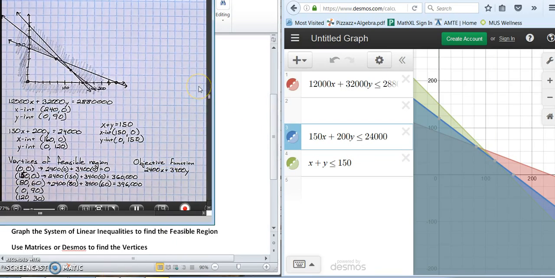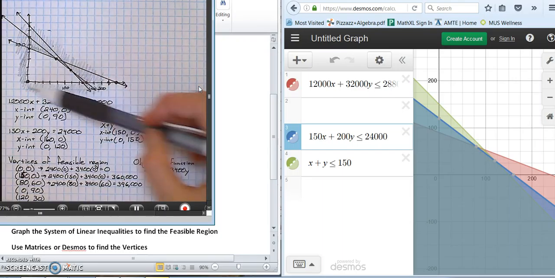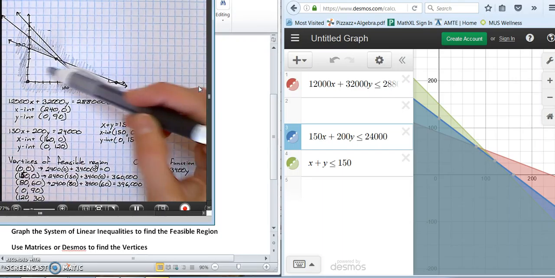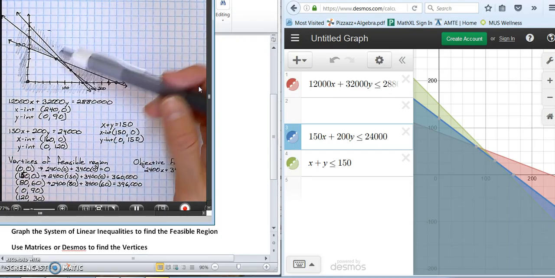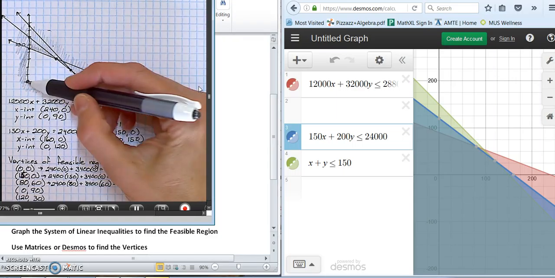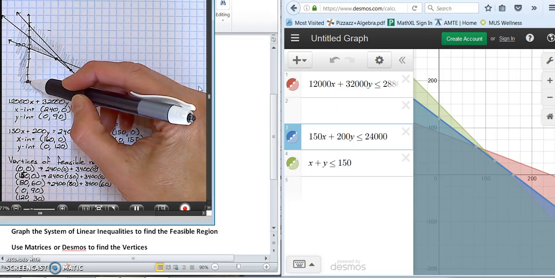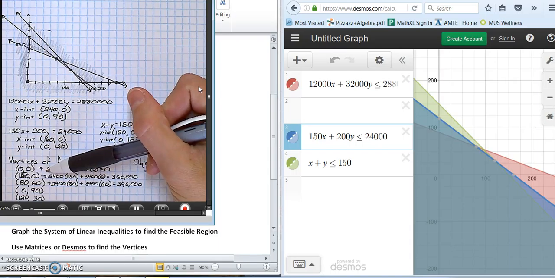I chose to also do this by hand so you can see some of the next processes a little bit better. So I took that feasible region, and you'll notice that I chose to do the feasible region in white. Now we had the origin of 0, 0. That's a vertex of the feasible region.